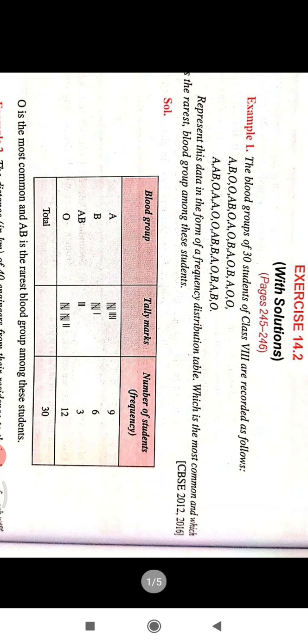Now how to do it? The first blood group is A. There are 30 students. Calculate how many times A appears. You can take a pen with you on a rough page. Calculate. There are 9 times A given, so write down frequency 9. But how to do tally marks? Remember that tally marks are made in groups of 5. Here it is 9, so 5 plus 4.